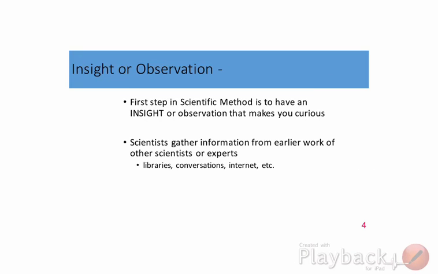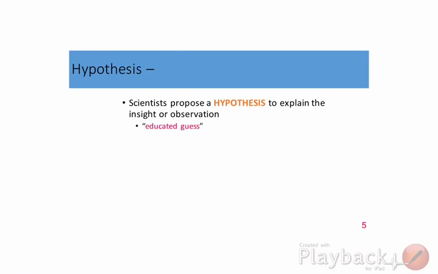All right, so the first step is an observation, an insight that makes you curious. Say, for example, you are curious or you want to understand more the process of diabetes or cancer or pneumonia or typhoid, anything that interests you. All scientists, once they choose a topic of interest or something catches their attention, they start gathering information. And how they gather information, of course, is from libraries, conversations, internet, etc. And once they do that, they form a hypothesis.